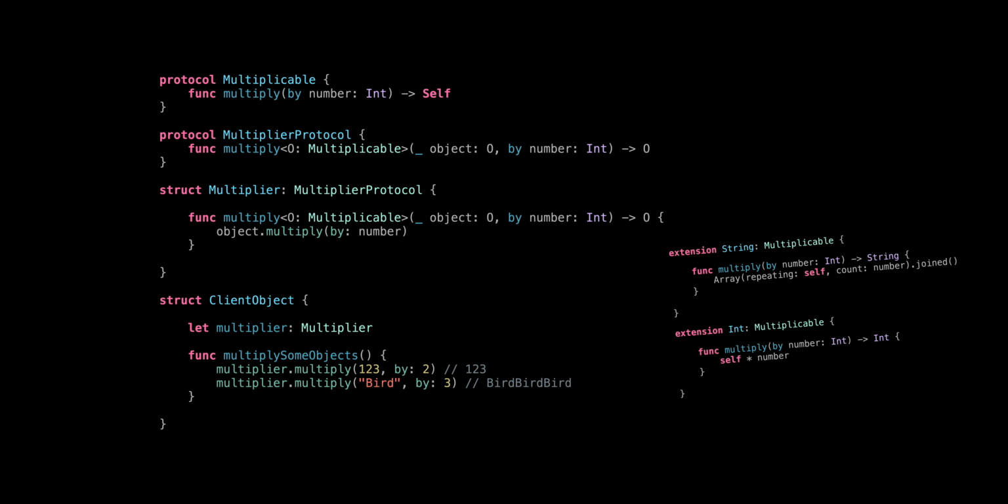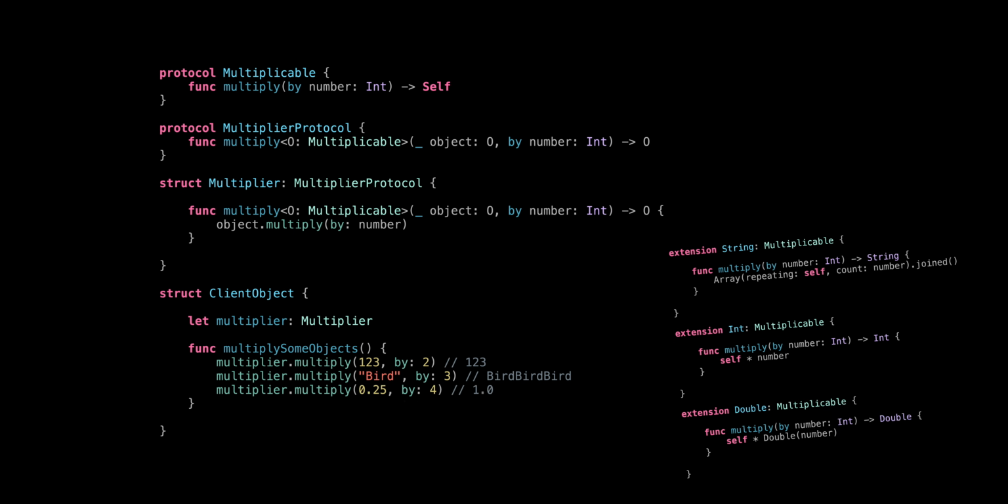And here's the result. I can multiply strings and integers, and when I want to add support for a new type, I just have to conform it to the multiplicable protocol. I need no changes in the protocol, its implementation, or the client component. The downside of this approach is that I'm extending built-in types. While I don't believe it can backfire in this scenario, this is still something to be aware of.